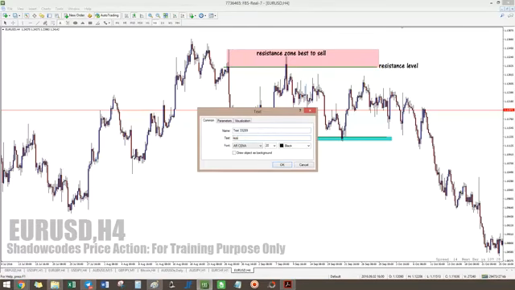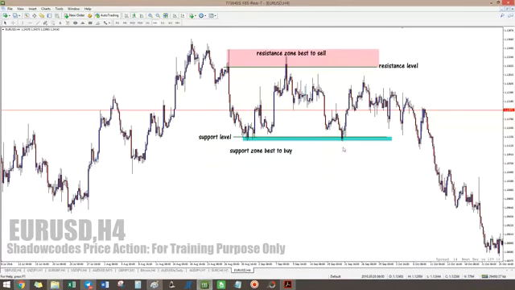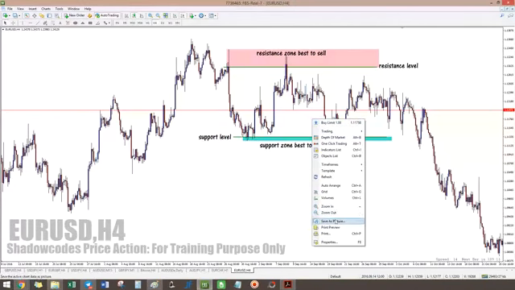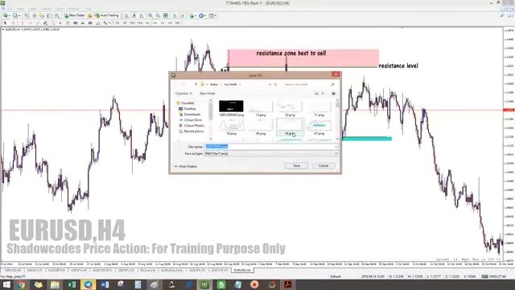Support zone, best to buy. Okay, support zone, best to buy. Okay, so the next thing you just save. 53, so this one is 54.